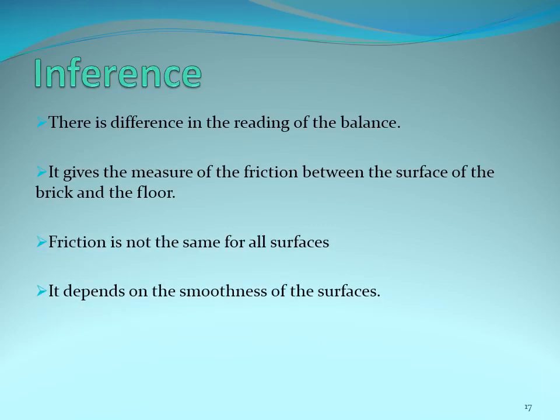The inference we can draw out of this experiment is: first, there is a difference in the reading of the balance. Second, it gives the measure of friction between the surface of the brick and floor. Third, friction is not the same for all surfaces. Fourth, it depends on the smoothness of surfaces.